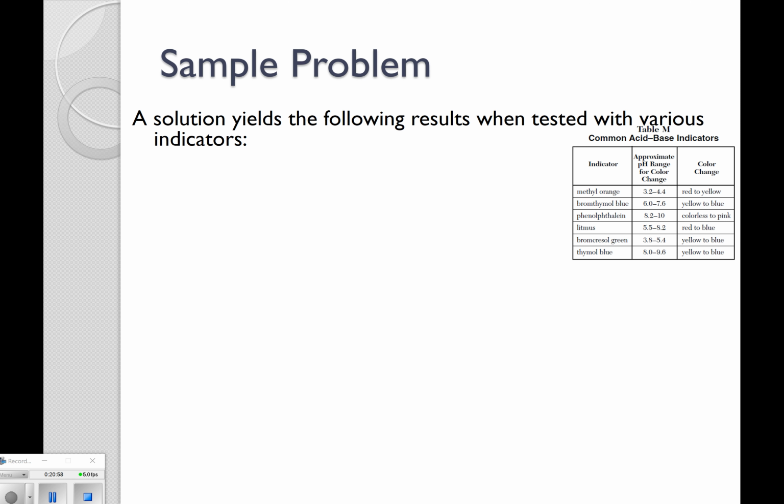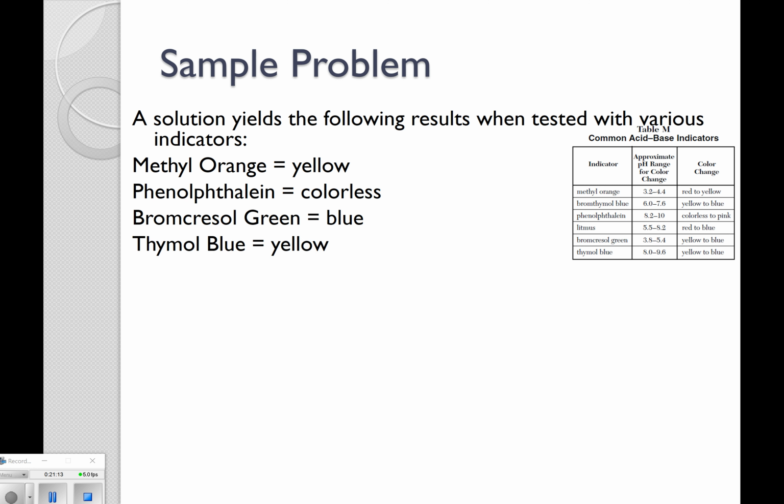I'll run through a quick little sample problem of how we can use this to indicate the pH of a solution. So we have a solution that yields the following results when tested with various indicators. Methyl orange gave a yellow result. Phenolphthalein was colorless. Bromcresol green gave us a blue result. And thymol blue gave us a yellow result. So each of these results comes as a result of a pH falling somewhere in those ranges. So could the pH be 2.8, 6.5, 8.5, or 4.8?